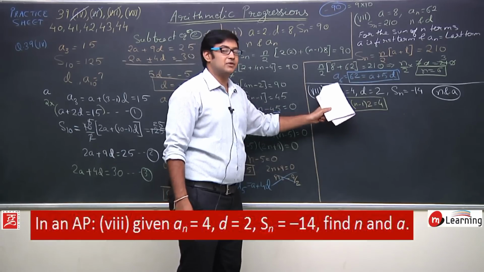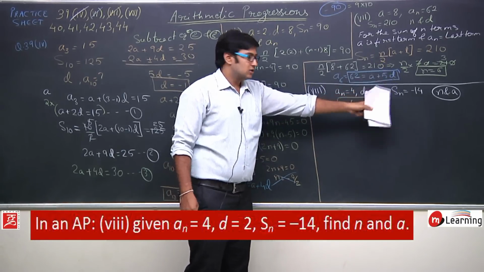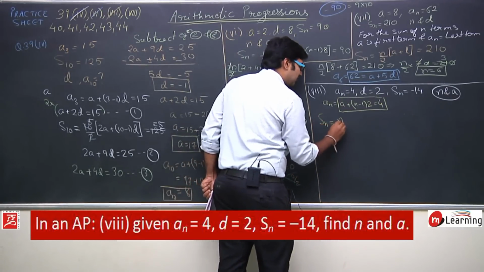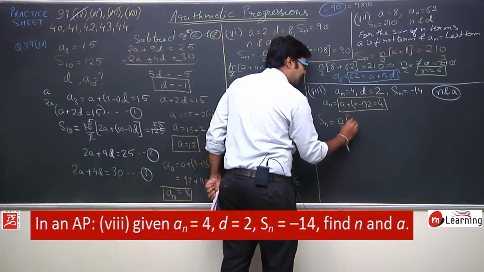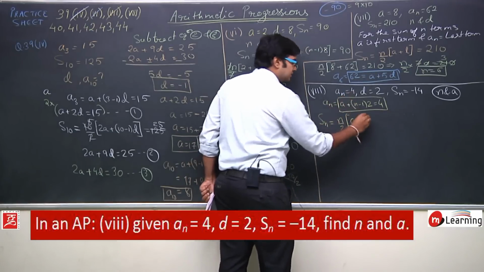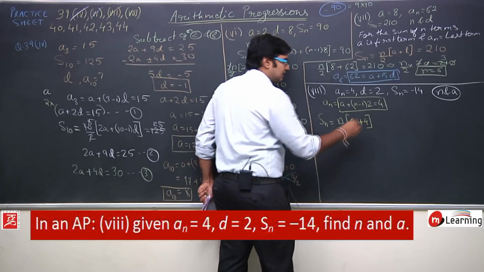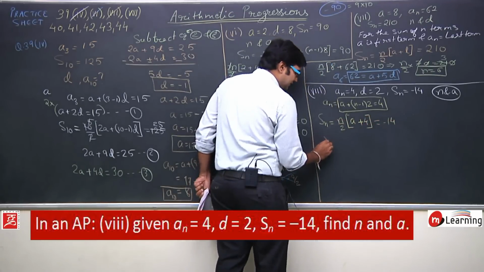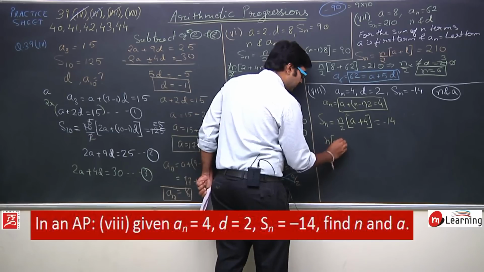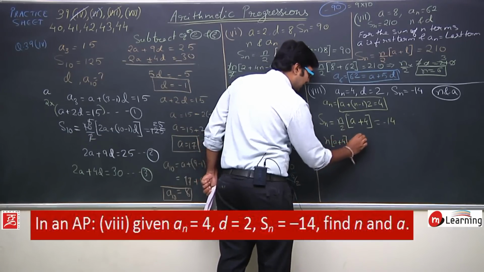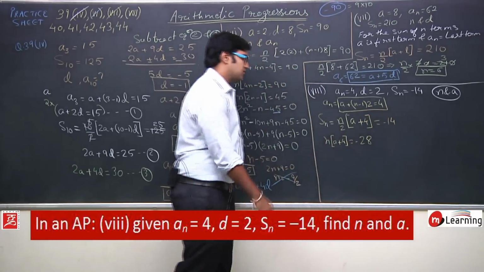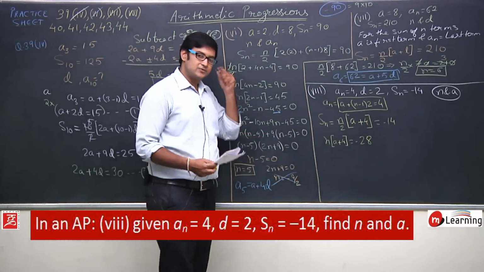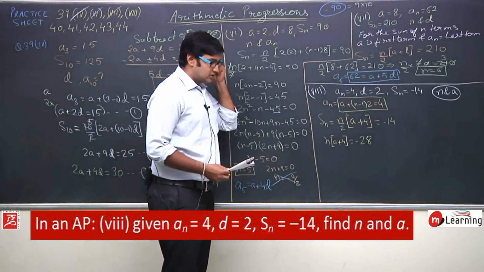The last term an is given, and the first term is a, so I can write the sum of n terms Sn is equal to n by 2 times the bracket a plus an, which is 4, and this is equal to -14. So what I get is n times the bracket a plus 4 is equal to -28. This is the condition that I will get, n into a plus 4 is equal to minus 28.